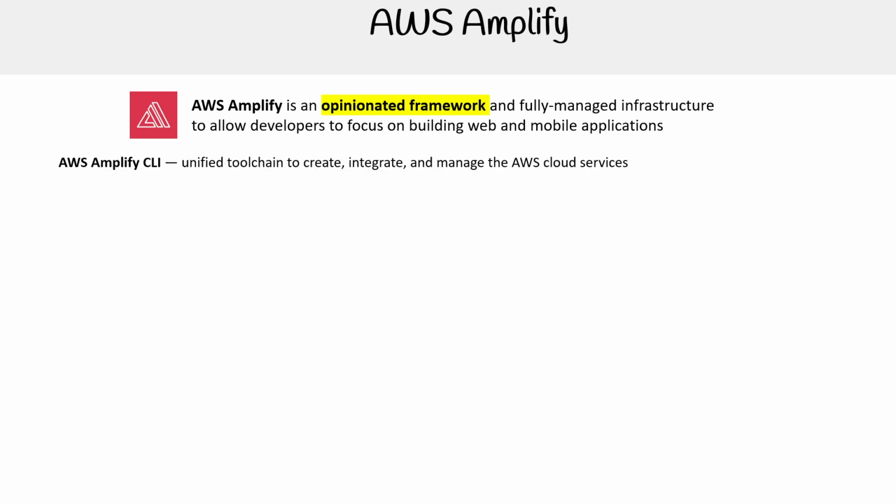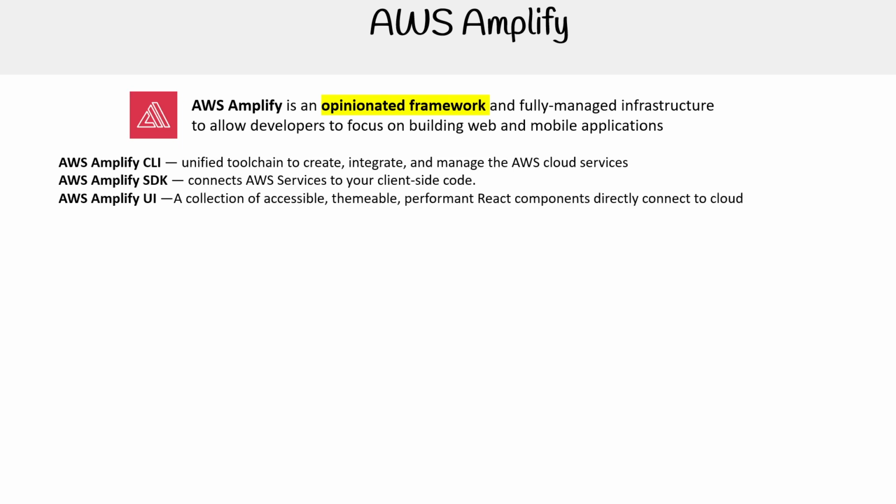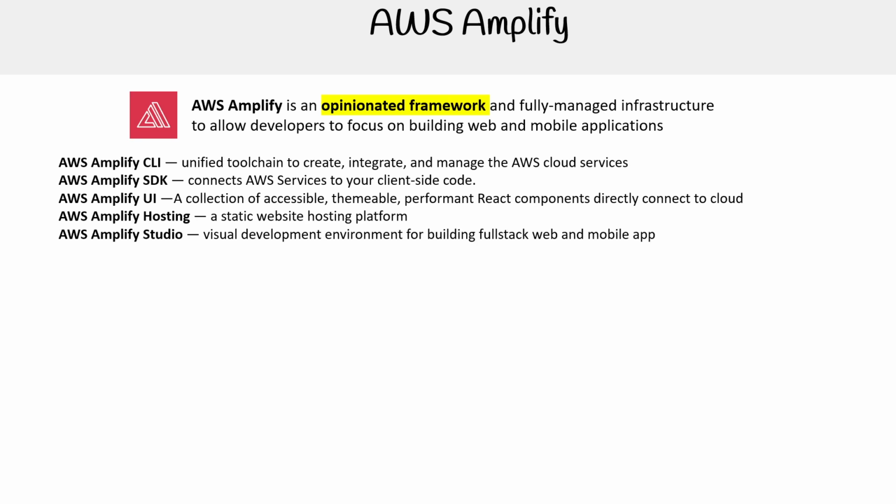So we have the CLI, which is used to interact with Amplify resources. We have the SDK, which you use client side. We have Amplify UI, which are UI components to quickly build up themes connected to AWS. We have Amplify hosting, which is for static website hosting. I also think it does like web application hosting. We have Amplify Studio, which is a visual development environment for building full stack web and mobile apps. And then there's Gen 2.